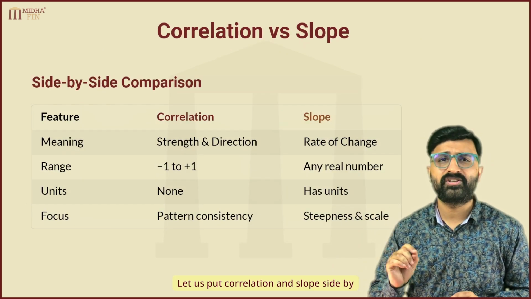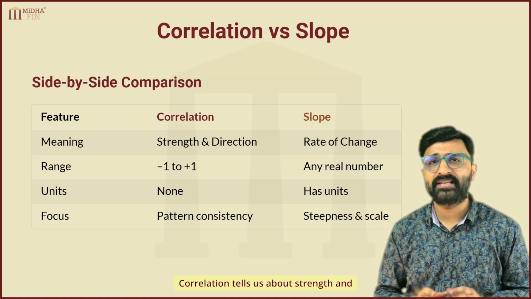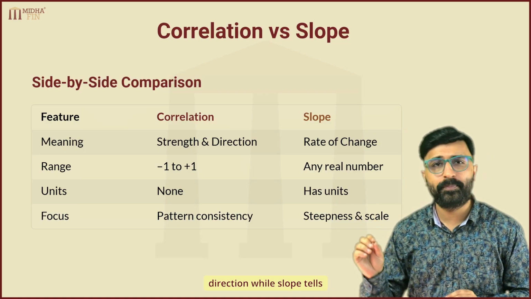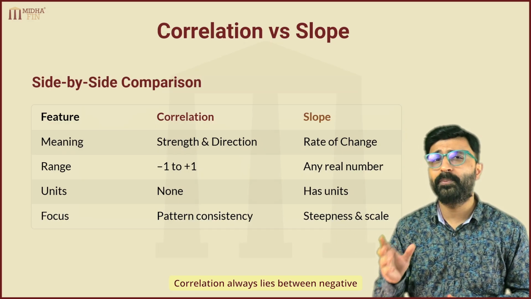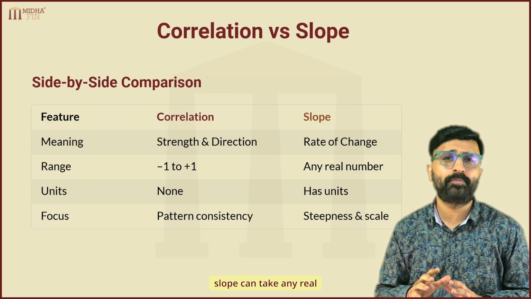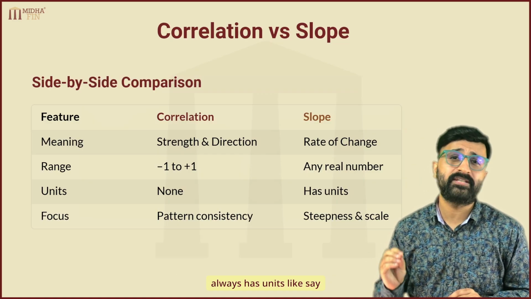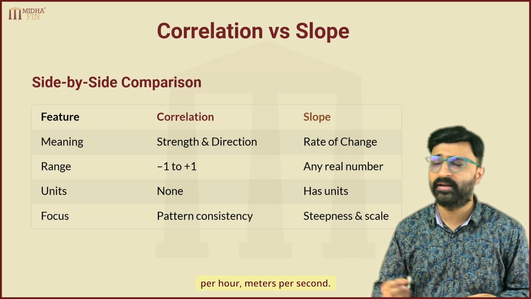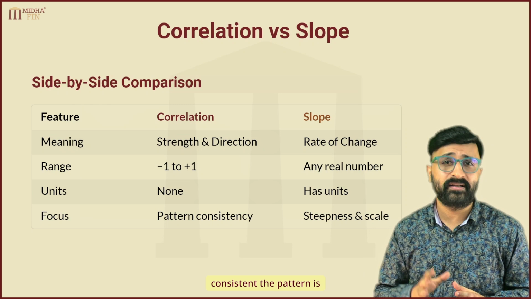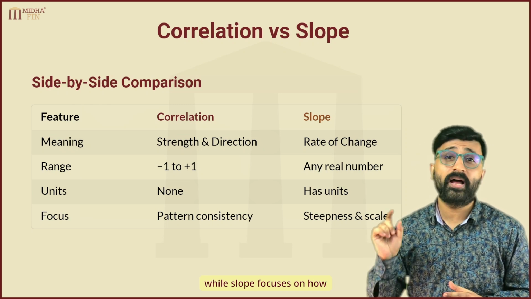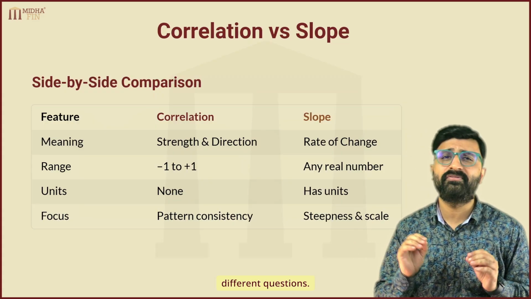Let us put correlation and slope side by side and compare them clearly. Correlation tells us about strength and direction, while slope tells us about the rate of change and, of course, direction as well. Correlation always lies between -1 and +1, but slope can take any real value. Correlation has no units, whereas slope always has units like, as I said earlier, rupees per hour, meters per second. Finally, correlation focuses on how consistent the pattern is, while slope focuses on how steep or scaled the line is. Both are related, but they answer very different questions.